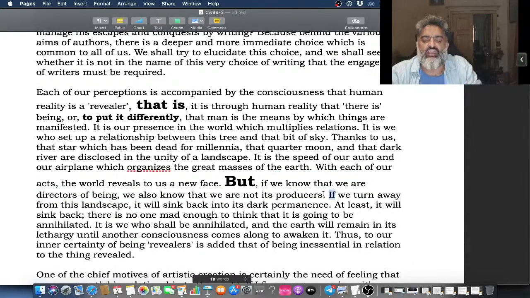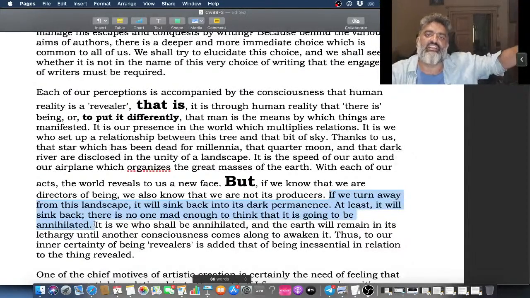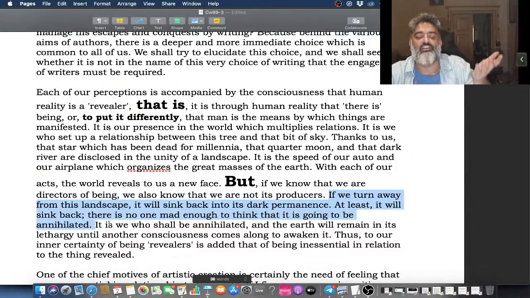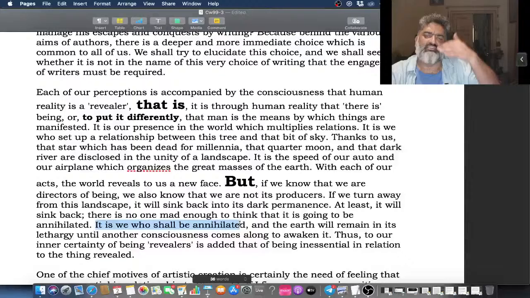If I get this idea that we are not its producers, he will elaborate it now. If we turn away from this landscape, it will sink back into its dark permanence. There is no one mad enough to think that it is going to be annihilated. That means the object is still there. Our looking away will not destroy the object. It is we who shall be annihilated, as in someday all humans will die, and the earth will remain in its lethargy until another consciousness comes along to awaken it.